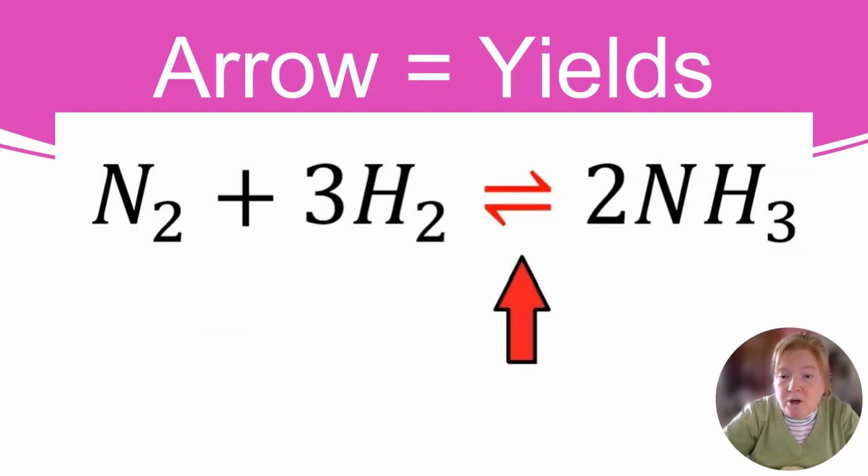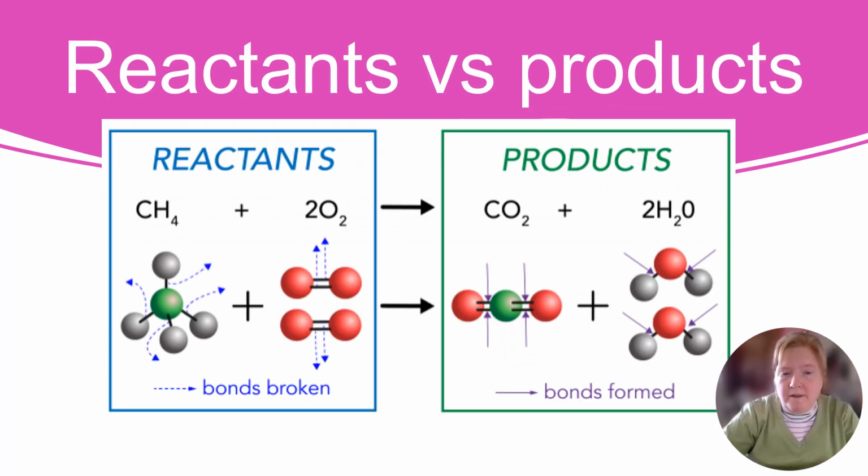We say arrows as the word yields. We don't say points to or arrow or something like that. We say yields. You could also say produces, most commonly yields. The difference between reactants and products, reactants on the left side, products on the right side.